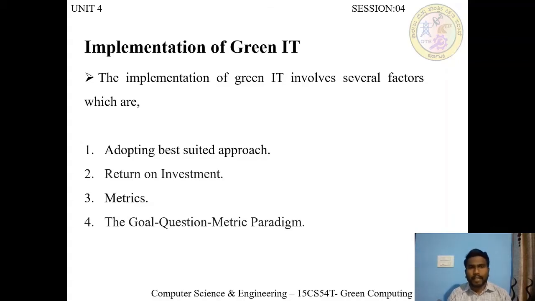In implementation of green IT, there are various factors which are very important. That is adopting best suited approach, return on investment metrics, and the goal question metric paradigm. In green IT, it's a new concept and implementation plays a vital role because every industry will have trouble in implementation of green IT, because it's a new concept and it will be difficult to handle a new concept in any industry or organization.